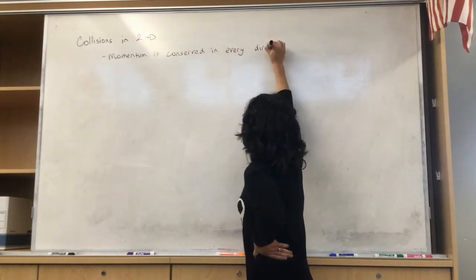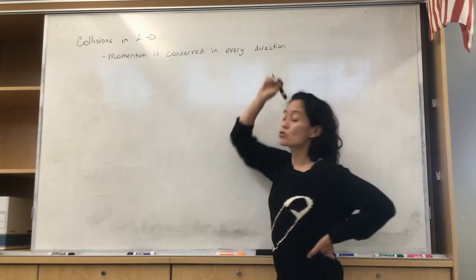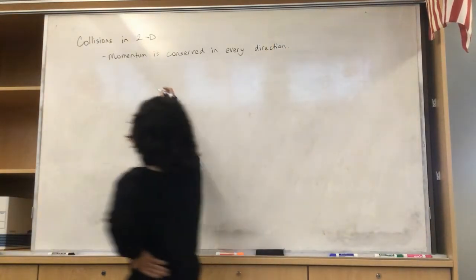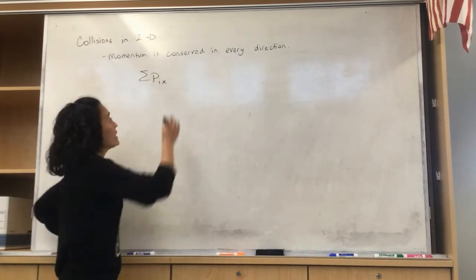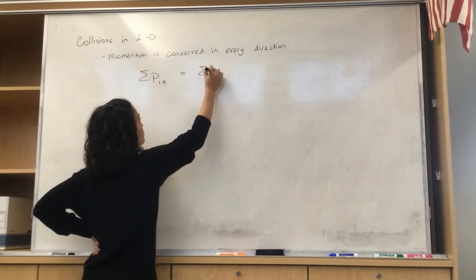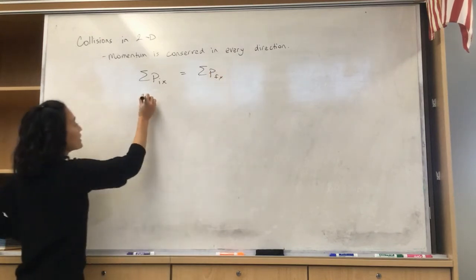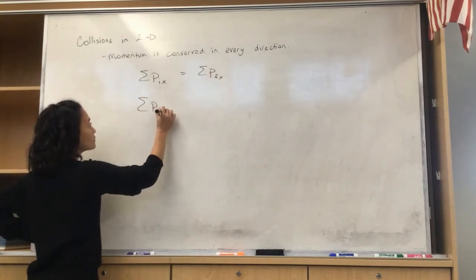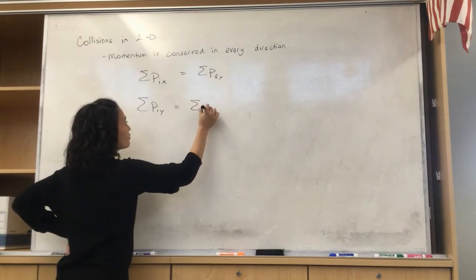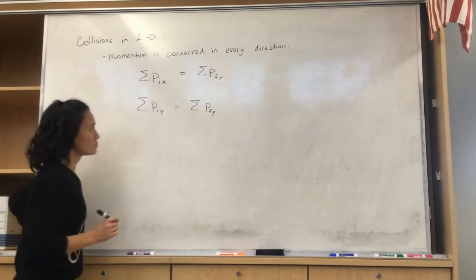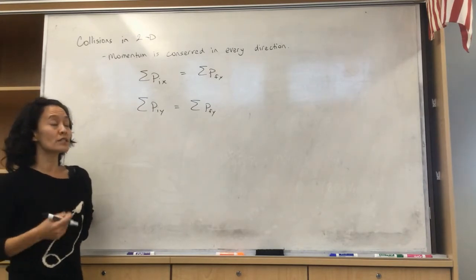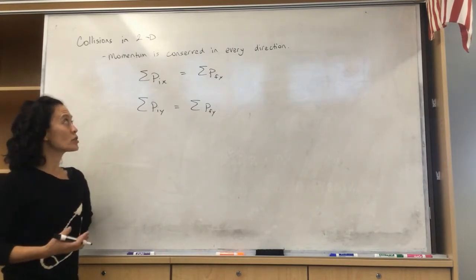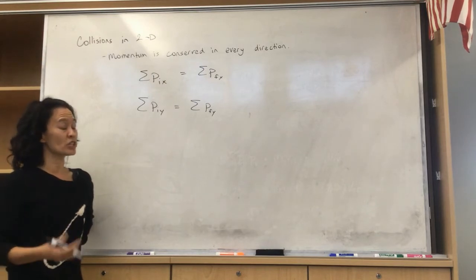So momentum is a vector quantity. So now you have to think about this idea that the initial x momentum is going to equal the final x momentum, and that the initial y momentum is going to equal the final y momentum. And so you can think about this through the lens of momentum or through the lens of velocity, but regardless, you have to think about it in terms of the vector nature of this.